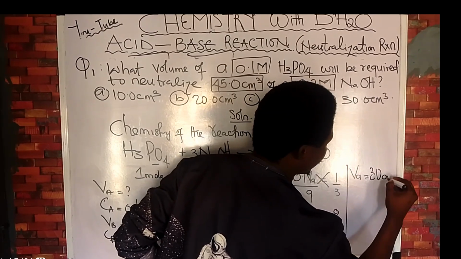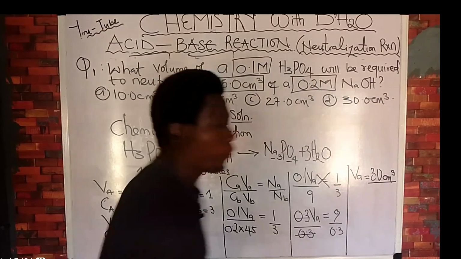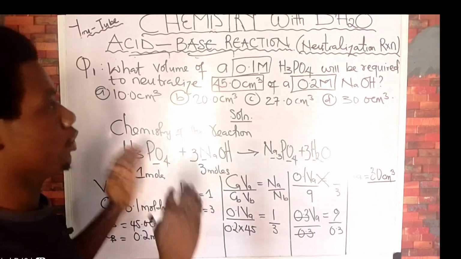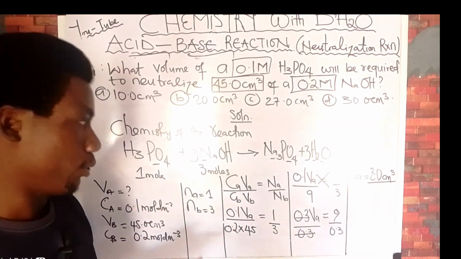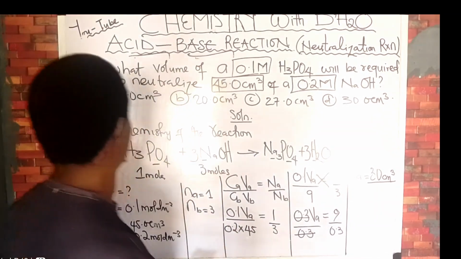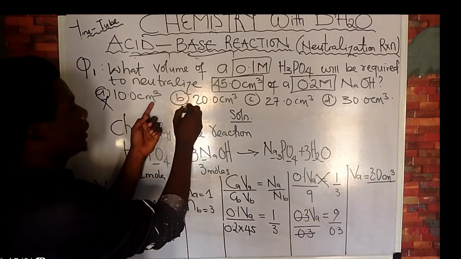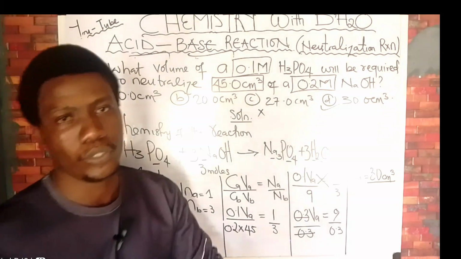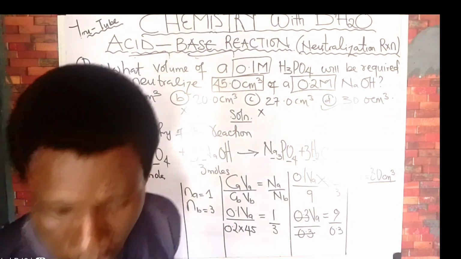So you have 30 cm³ of the acid. So you begin by writing the equation for the reaction, then you deploy the values given to you in the option to get your answer. So watch very well. It's not 10, it is not 20, it is not this. The answer is what? 30 cm³. So let's take another question.